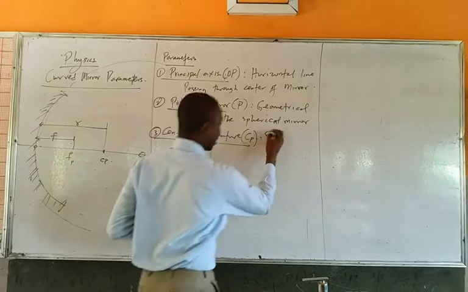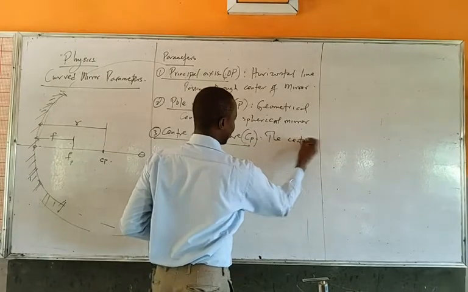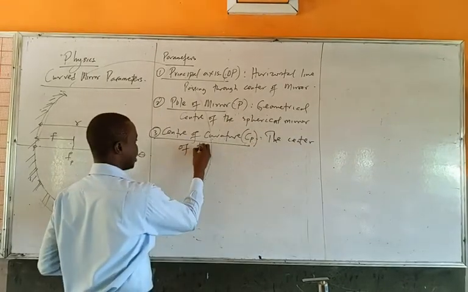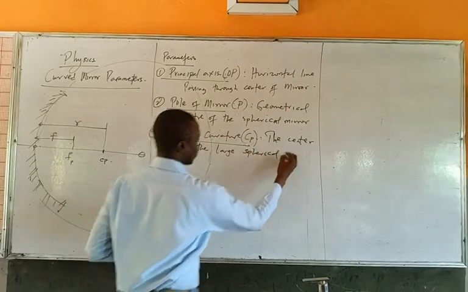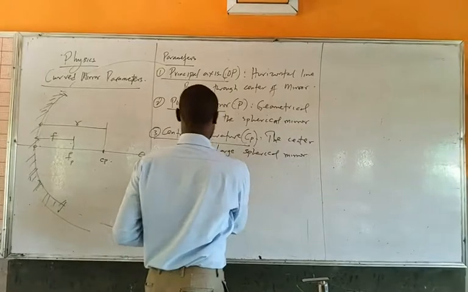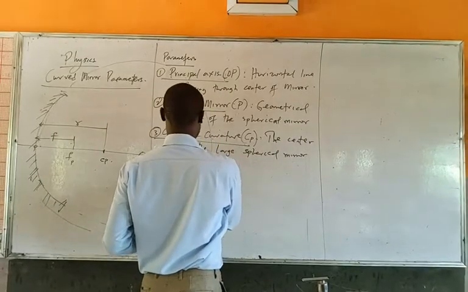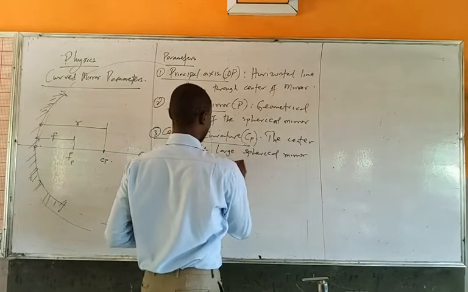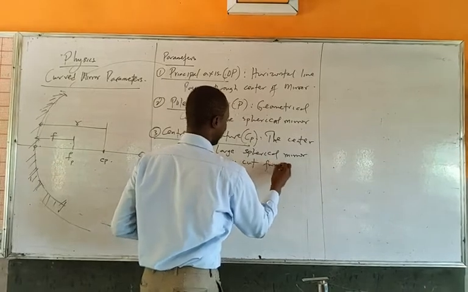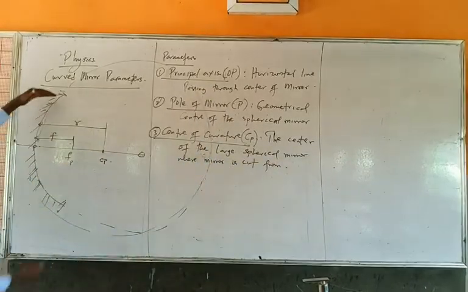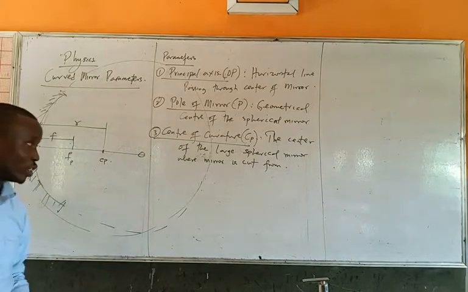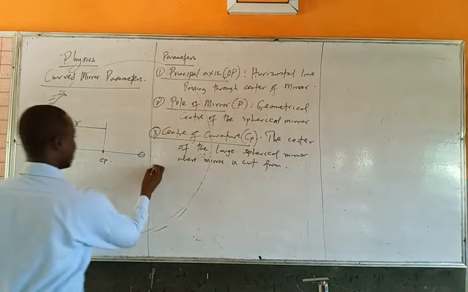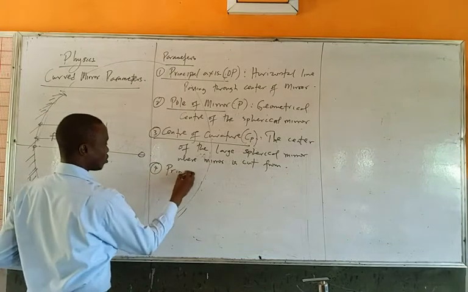So this is the center of the large spherical object where the mirror is cut out from. That large sphere, where I cut the mirror from, the center of it is known as the center of curvature. The next thing I'm going to discuss here is the principal focus F.